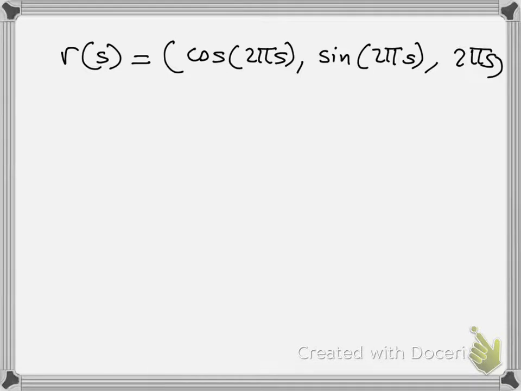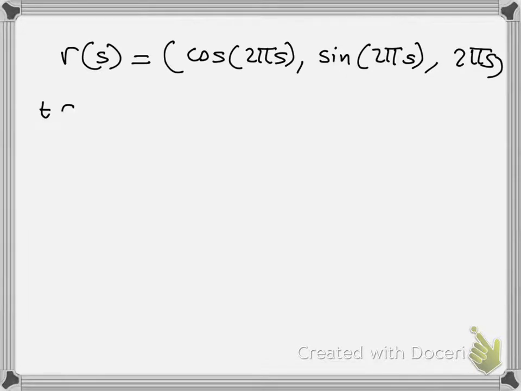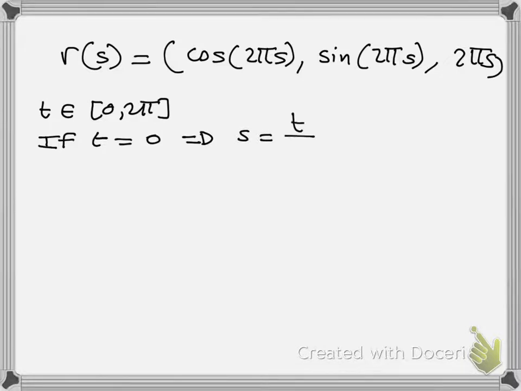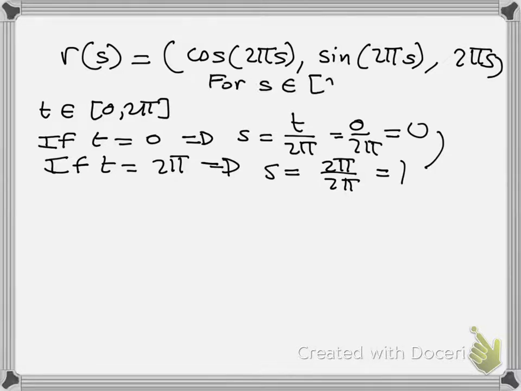Parameter s, so we said t is in the interval from 0 to 2 pi. Then s is t over 2 pi. So if t is 0, then s is 0 over 2 pi, so s is 0. And if t is 2 pi, then s is 2 pi over 2 pi, which is equal to 1. So s is between 0 and 1.